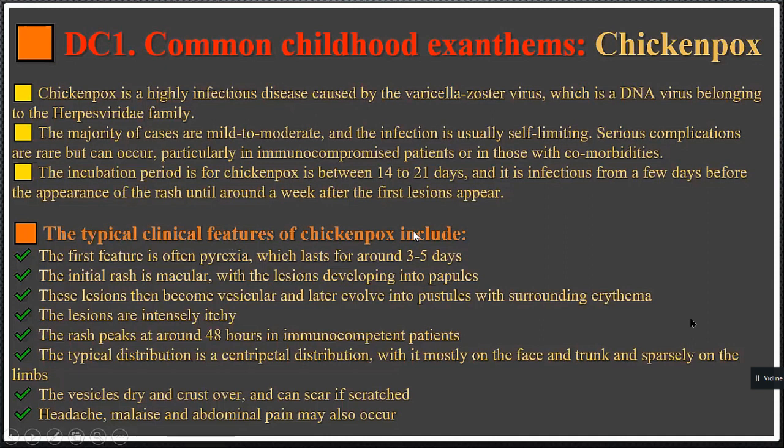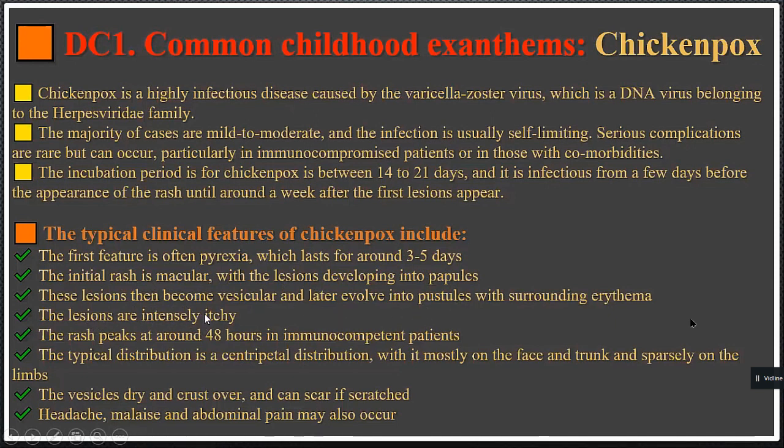Clinical features of chickenpox. So pyrexia, it can be 3 to 5 days. Initial rash macular, and it can develop into papule. So you can say maculopapular. The lesion then becomes vesicular and later evolves into pustule. So macule, papule, vesicles, pustules.